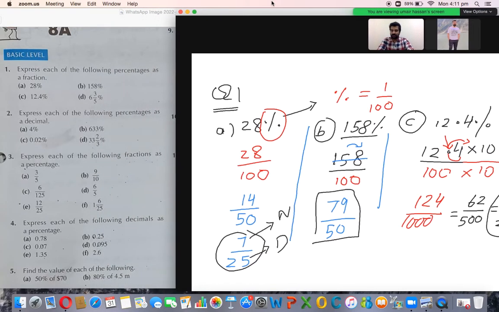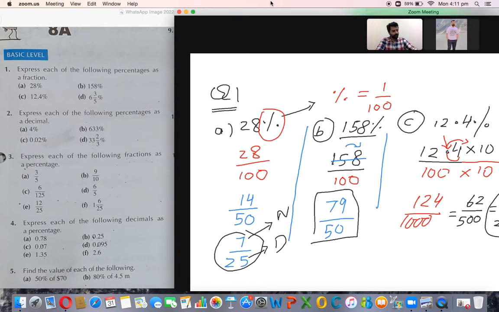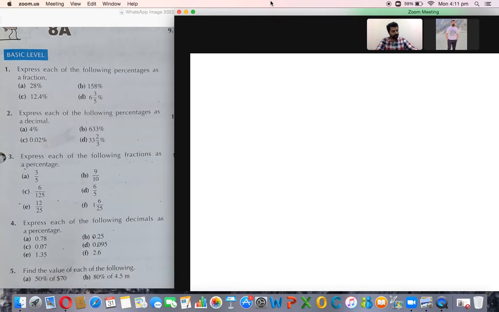Moving towards question number 2 of the same exercise. Topic is percentage. Express each of the following percentages as a decimal. You can see the question on the left side of the screen. So you have to convert the percentages. Now the task is to convert percentage into decimal.